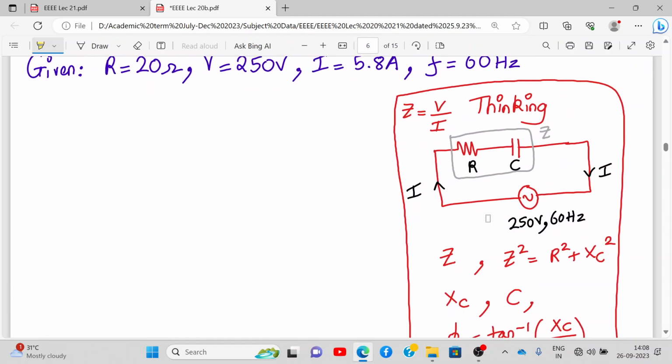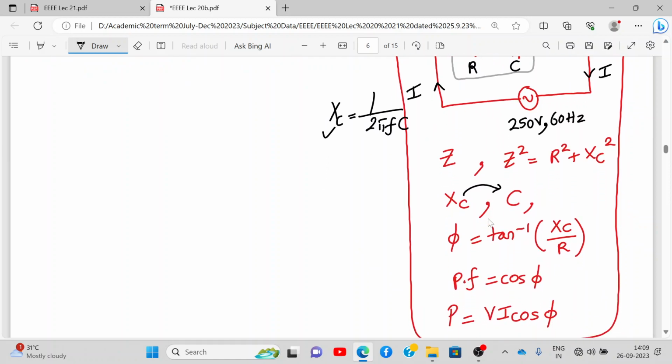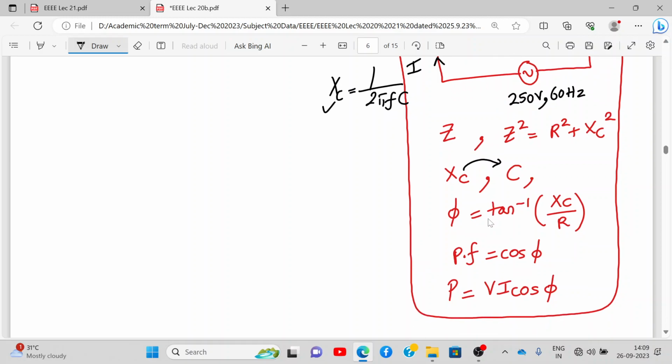First of all, how will you find Z? Is current given? Is voltage given? Yes. So Z is V by I. Then in this circuit, Z square is R square plus XC square. R is known, Z is known, so you can find XC, which is 1 upon 2 pi F into C. If you know XC, you can find C easily. Then phi, the phase angle, is tan inverse of XC upon R. We have already done the analysis. The power factor will be cos phi and the power drawn will be VI cos phi.